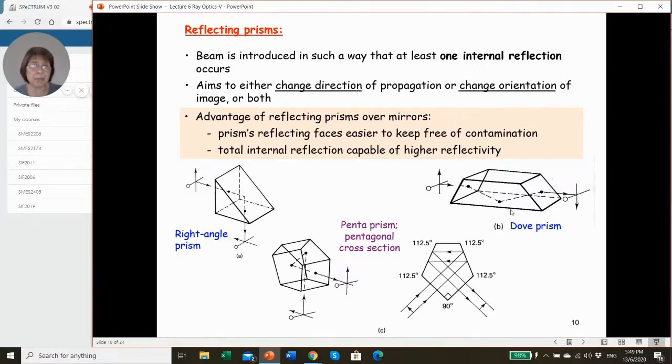This is a pentaprism with a pentagonal cross-section whereby one of the angles here is 90 degrees and the others are each at 112.5 degrees. The beam enters in this direction, gets internally reflected here, and a second internal reflection occurs here, and then it exits over here.